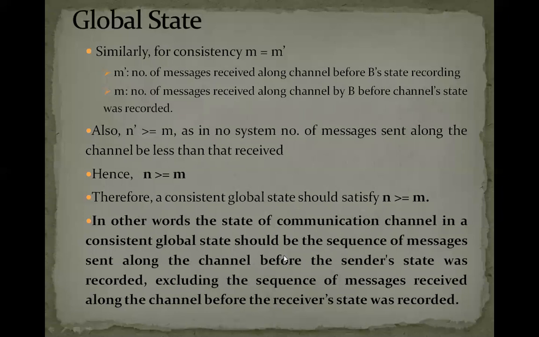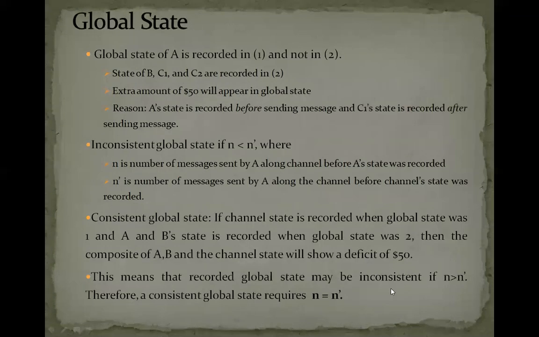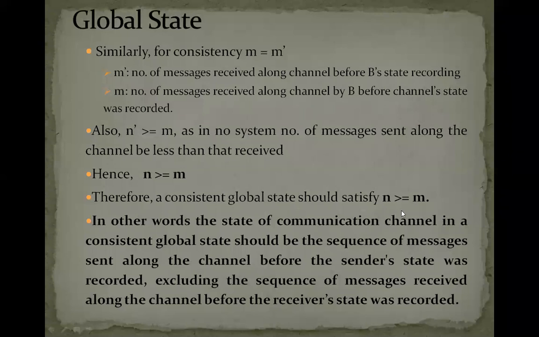And for it to be consistent, it is necessary that the sequence of messages which has been sent on the channel before the sender's state was recorded, इससे पहले कि sender state record किया जाए, the message should be sent. Excluding, उसमें इसको include नहीं करना है, the sequence of messages received along the channel before the receiver's state was recorded. So for a global state, it is necessary that n should be equal to n dash, and n should be greater than or equal to m.